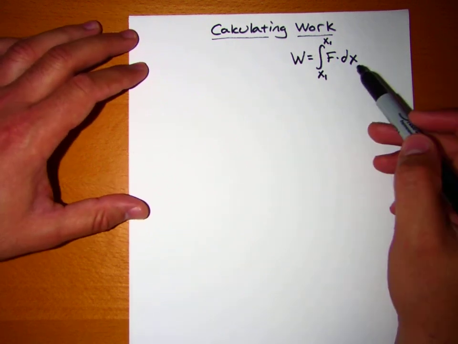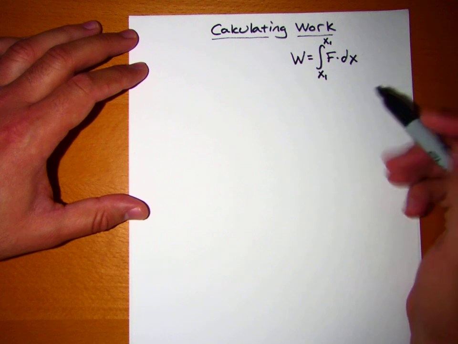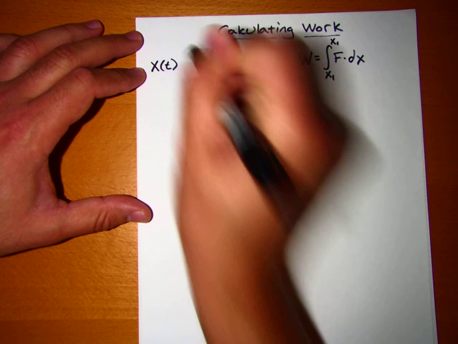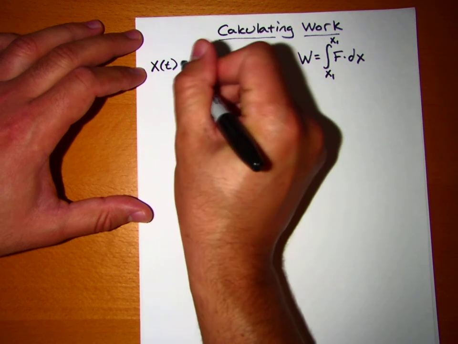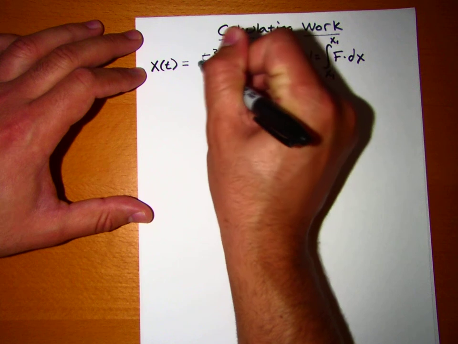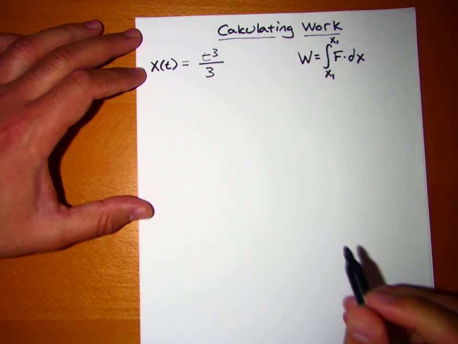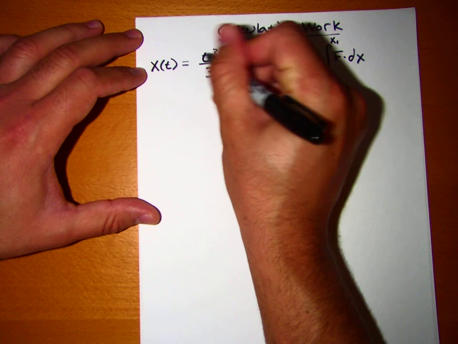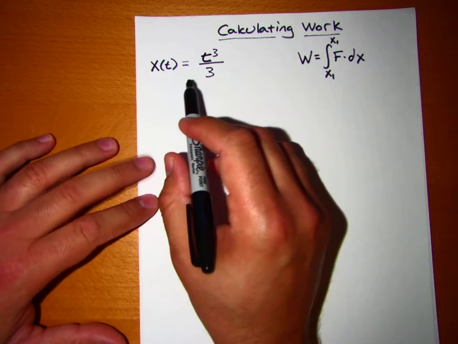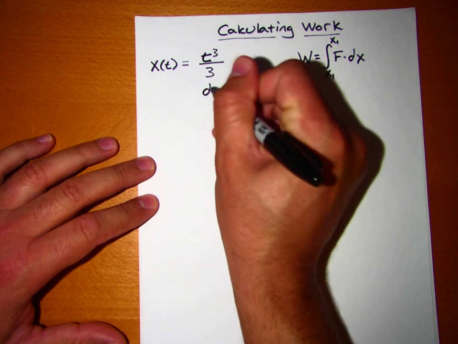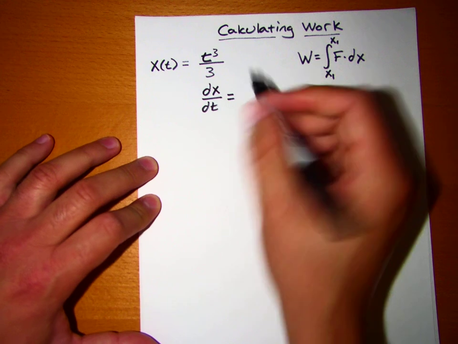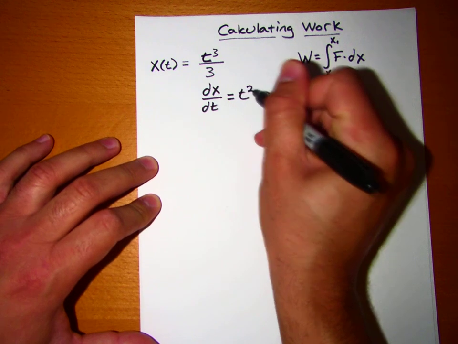Well, do we know the force and do we know the displacement? Well, not right away we don't. But if we look at what else we're given, the displacement of this object is a function of time, and specifically that function is x is equal to t cubed over 3. If we take the derivative of this function with respect to time, we get dx/dt is equal to, we just do the power rule, t squared.